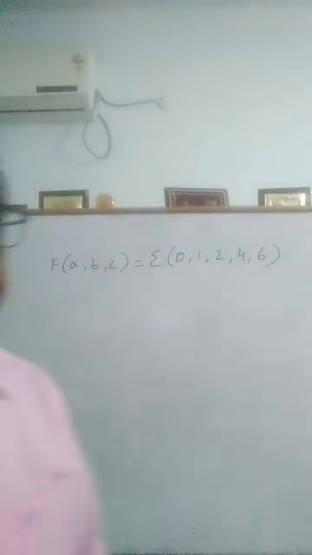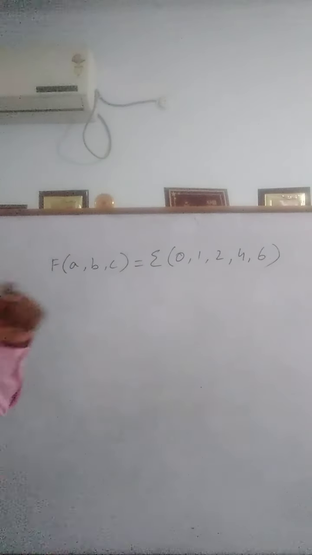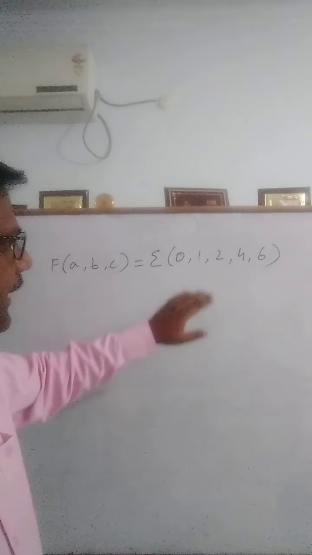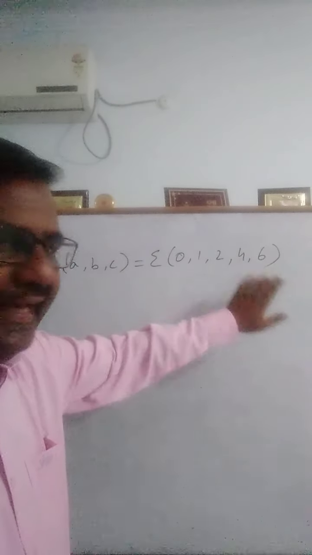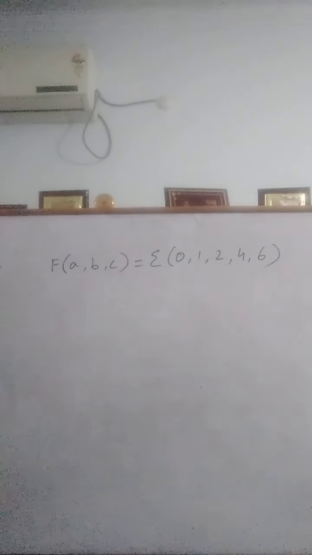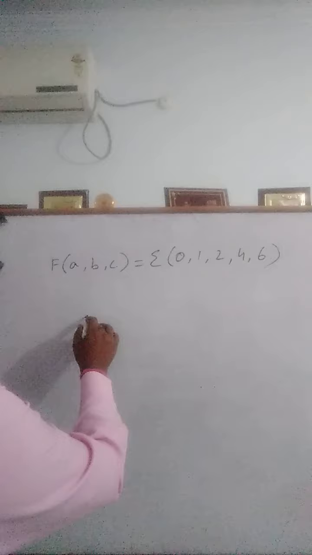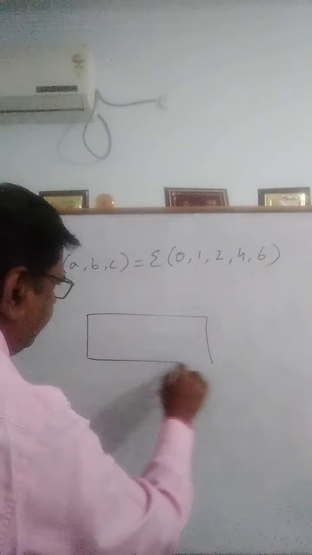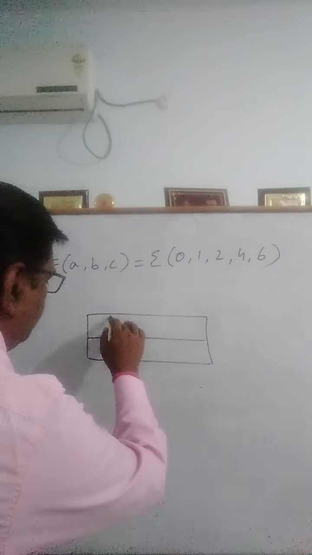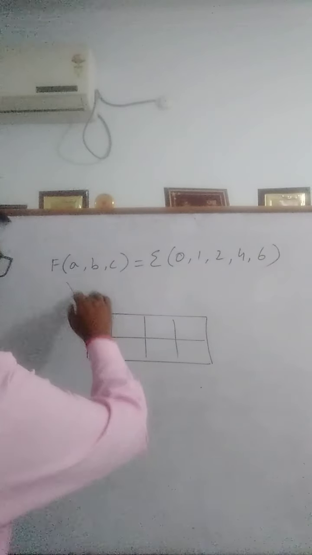Now the third question is, again you have to reduce using the help of a K-map, and the values are 0, 1, 2, 4 and 6. Again we have to create a K-map here, a grid of 2 cross 4.